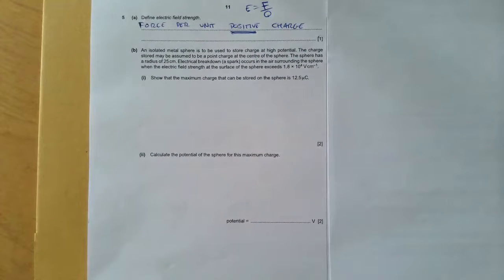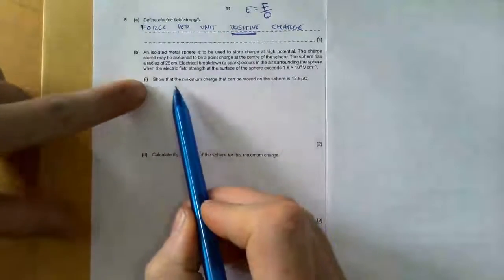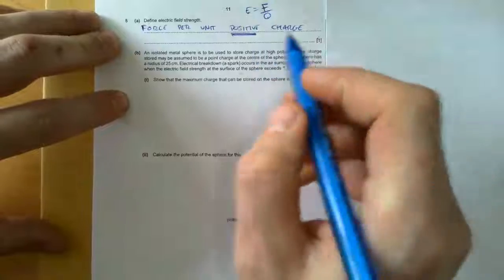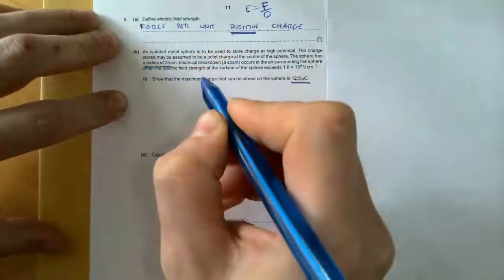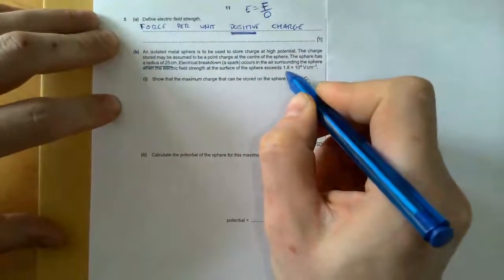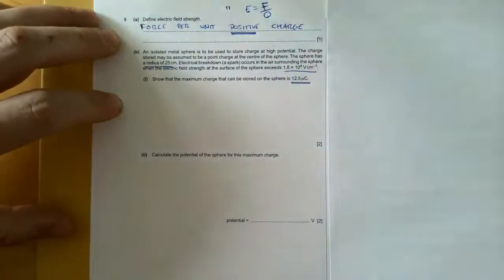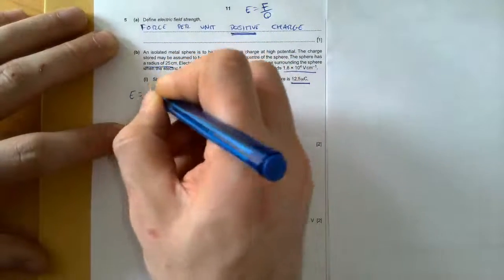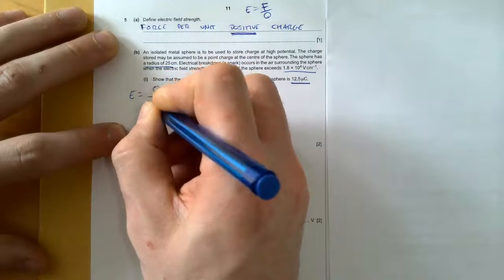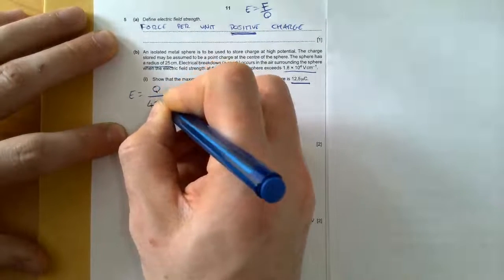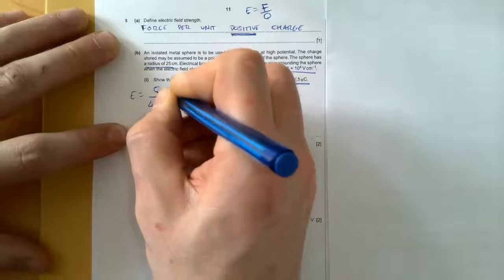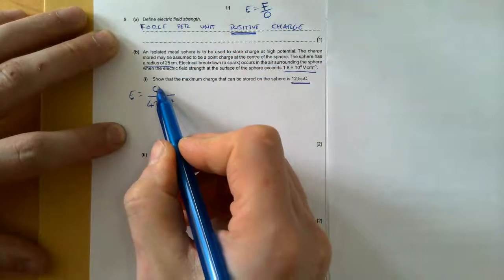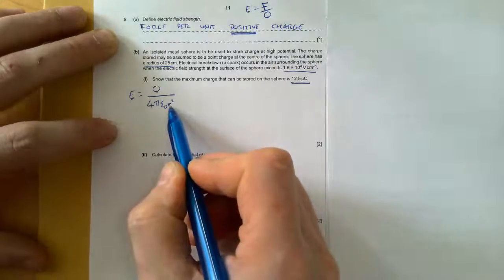move. Part I, show the maximum charge that can be stored on the sphere is this. So what information have we got? We've been given a radius of a sphere and we've been given an electric field strength. So this is very simply, it's the relationship between charge and electric field strength. So sometimes, there's a lot of equations that look very similar, but it's this one here. Electric field strength is given by charge divided by 4 pi epsilon naught r squared.